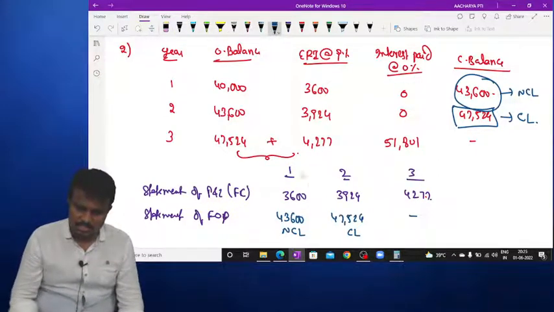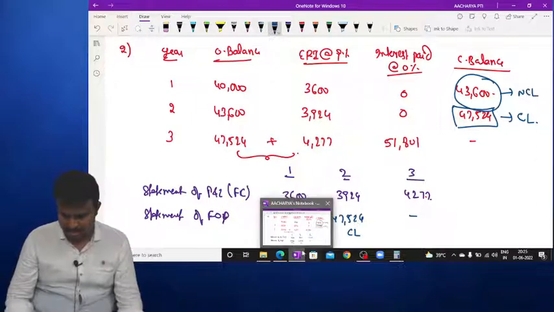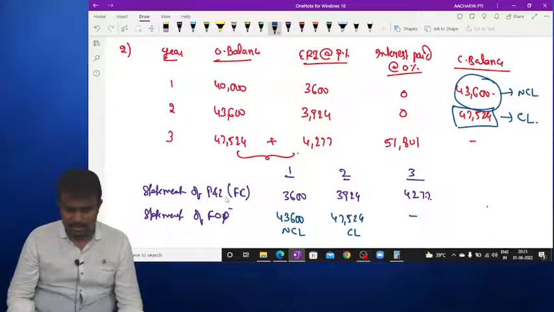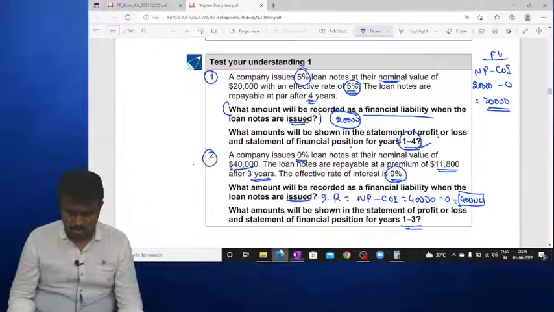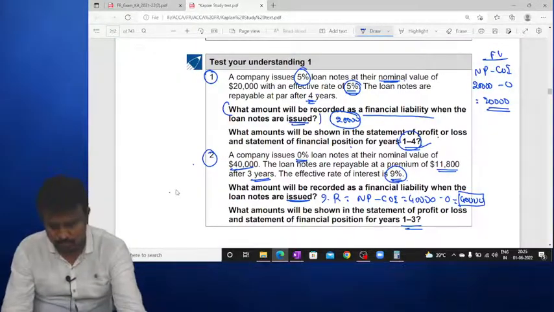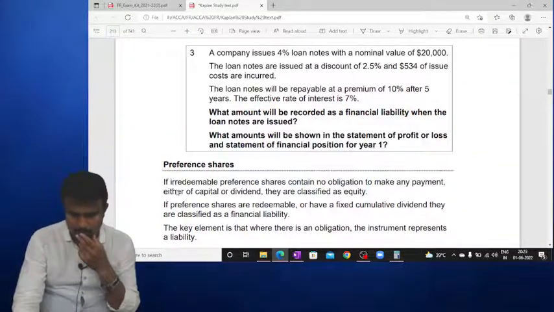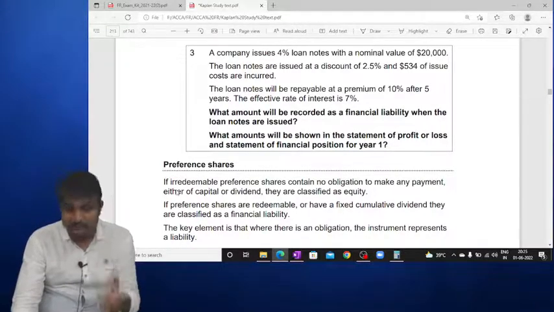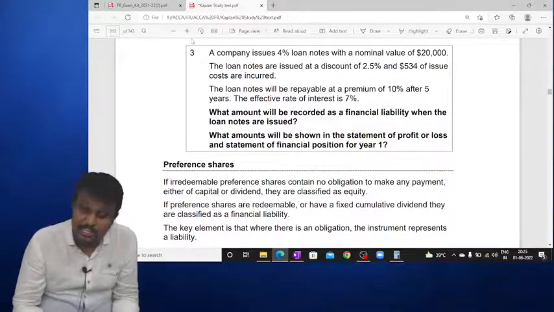Okay, so this is the second one. This is the presentation relating to the statement of financial position and the statement of profit and loss. Okay, just do this problem. And here first I will tell you the initial recognition.